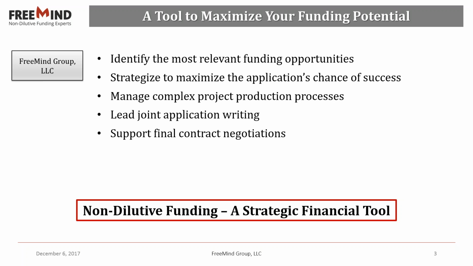In addition, if you have great science, but you apply for a grant that's not relevant to your science, or you use the incorrect mechanism, you will also not be successful despite the fact that your science is really deserving of funding. The grant production portion of our service includes us managing the complex project production process. Well, that's a mouthful. Project production process, leading a joint application writing and supporting final contract negotiations.